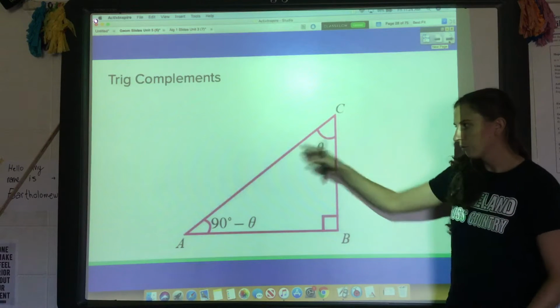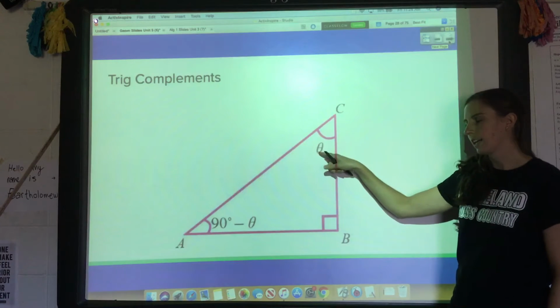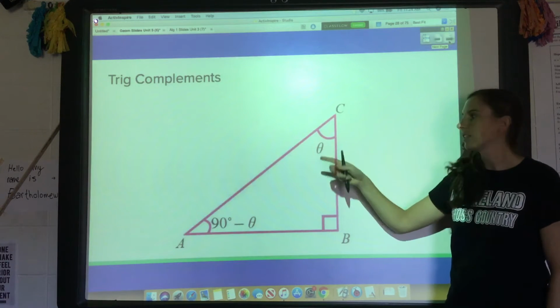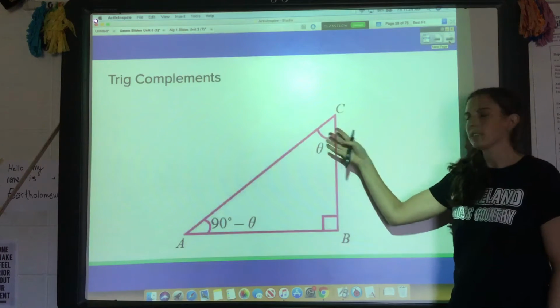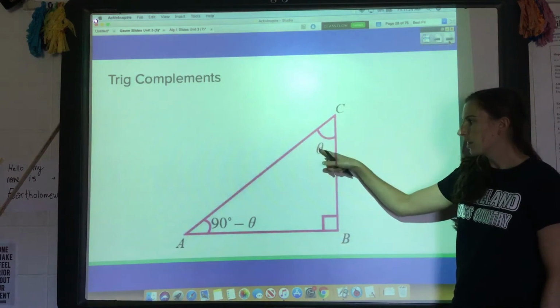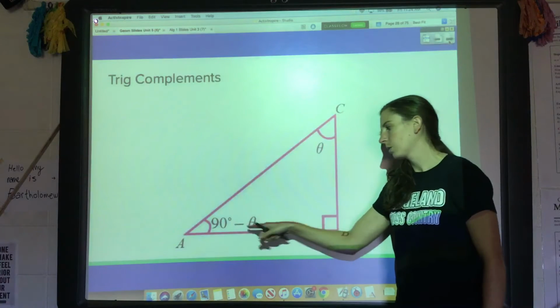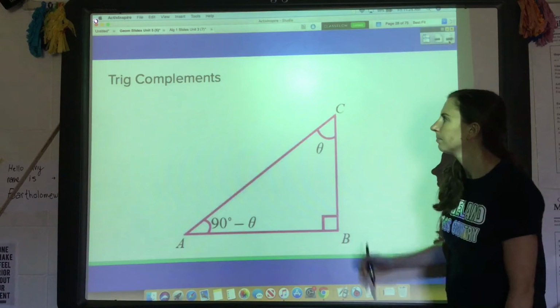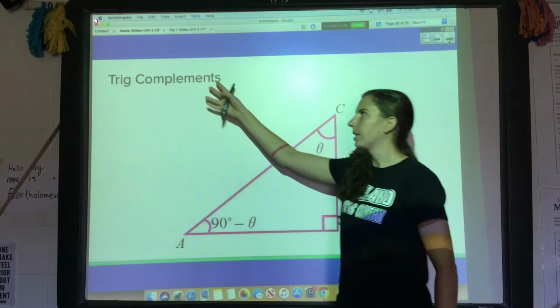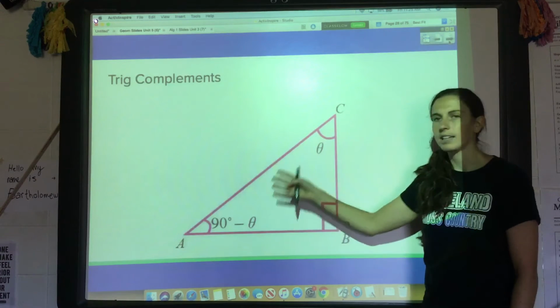So just again to write all that out, if this were angle theta, remember theta is just like an x, it's just a variable that represents an angle. So if this were theta, then this would be 90 minus whatever theta is. Again, we call them complements because they're complementary. They add to 90 degrees.